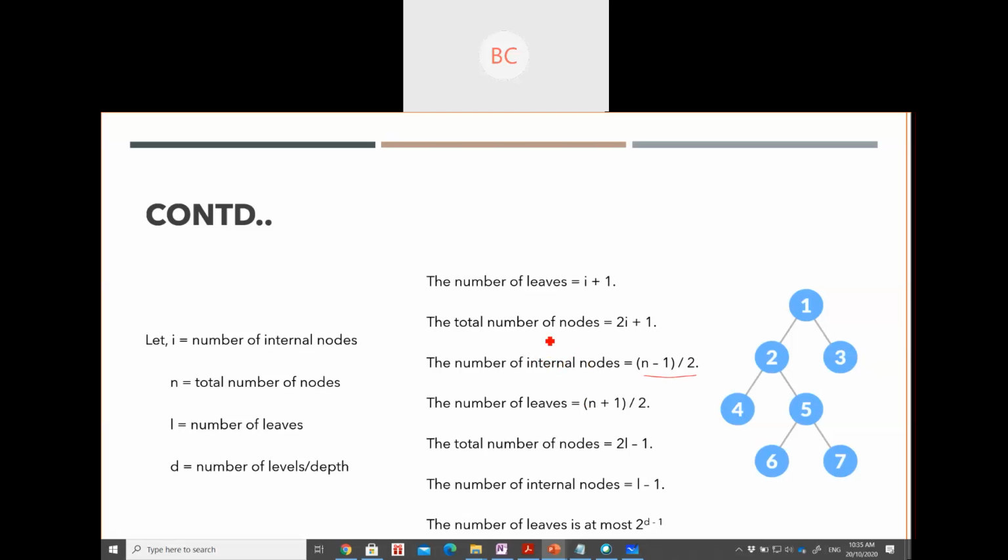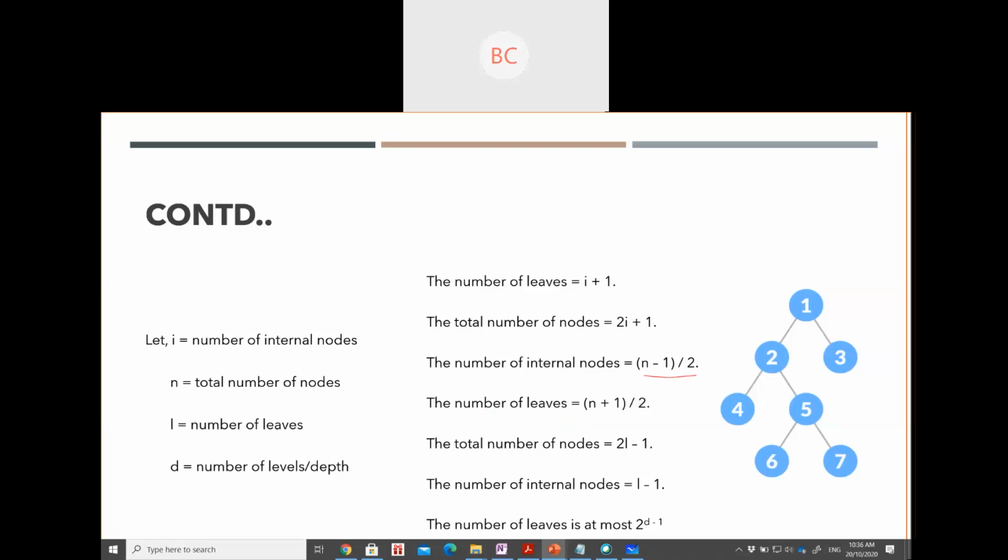Is it clear till now? You can see the formula and check whether it's correct or not. You can compare the tree with the formulas. Another formula for the number of leaves: (7 plus 1) is 8, divided by 2, equal to 4. Different parameters can be given. I can tell you there are n nodes or n internal nodes, then you have to calculate the leaves and so on. Depending on the parameters, the questions can be different, so you have to remember these formulas.